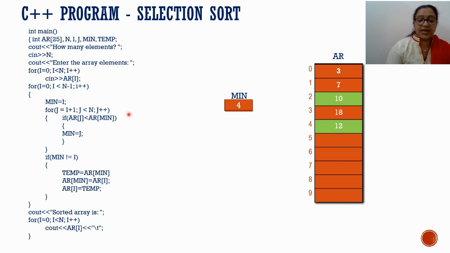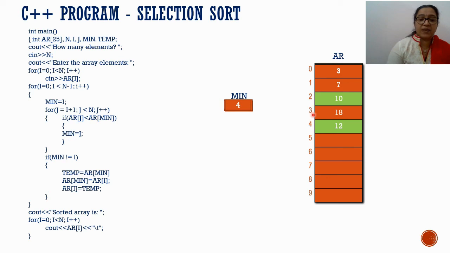Understood? Now again i plus plus. So min is changed to 3. Now AR of 3 and AR of 3 plus 1, that means j is equal to i plus 1. So 4. 18 and the element at 4 we are comparing. So it is lesser, so we want to change the min value. So min is changed to 4 now. j plus plus is over now. But we want to exchange it. Yeah, it's over now. Now min is not equal to i.